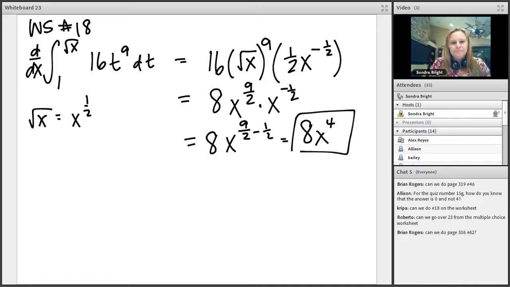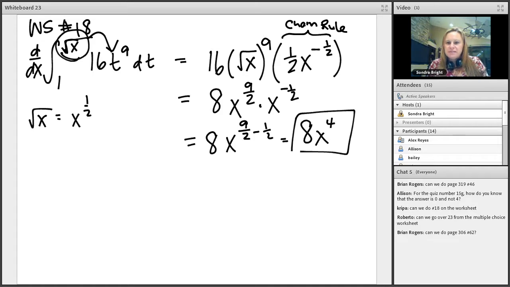which is 4. So it's the fundamental theorem of calculus where you take whatever is in there and plug it into the t, but then if it's not just a regular x, then you've got to do the chain rule and take the derivative of what was there. All right, that was 18. Number 23.